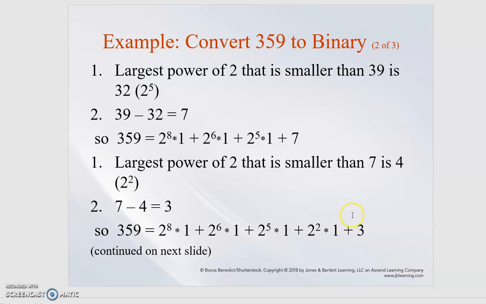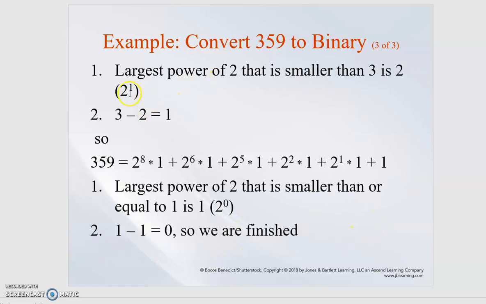Now you split that again for 3, again to the power of 1. 3 minus 1, there's 1. Now you come up with all the powers of 2, right? So 359 can be represented as to the power of 8 plus times 1 plus to the power of 6 times 1 up to 1, right? So this is how you are splitting that using the power of 2, the decimal number, right?